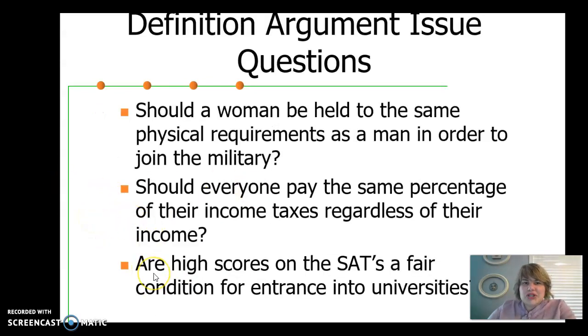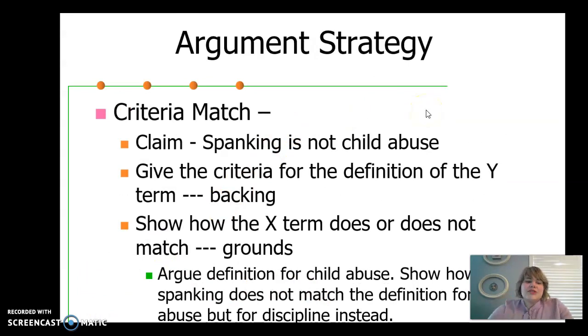So here are some issue questions that would lead to definition argument. So should a woman be held to the same physical requirements as a man in order to join the military? So the answer to that could be women should be held to the same physical requirements, or women should not be. Should everyone pay the same percentage of their income taxes regardless of their income? Are high SAT scores a fair condition for entrance into universities? So your argument strategy that you're going to be using is criteria match.